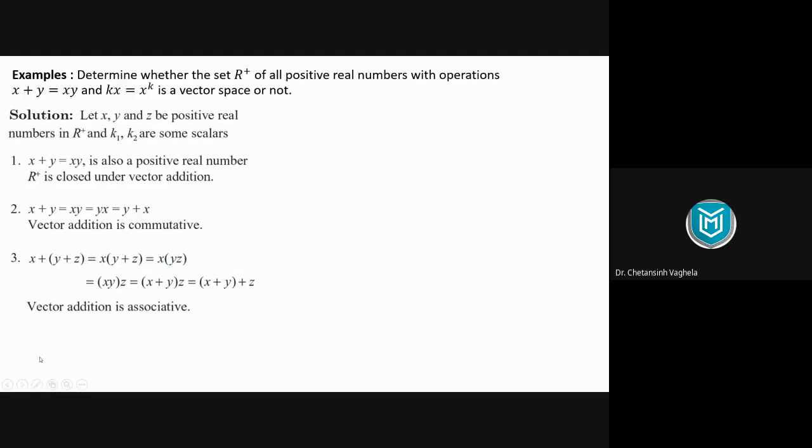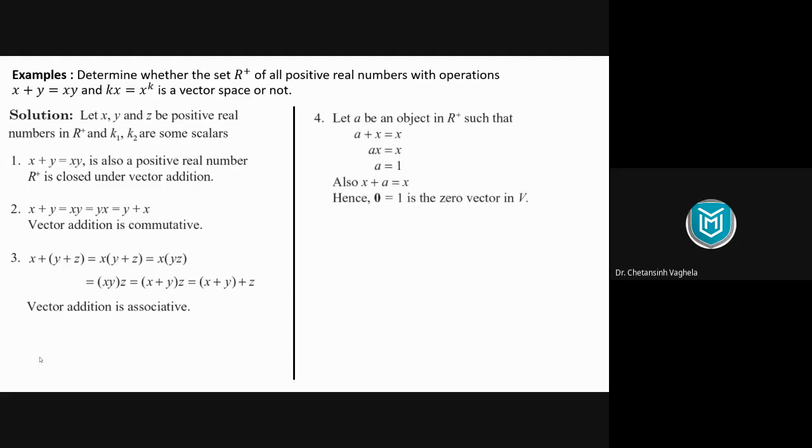Then the fourth part, the existence of zero element or zero object. Now whenever you want to find the zero element in your set, what you need to do, you assume that the zero element exists in our set. So let's say A is zero object. Let's assume that A is our zero object. Now if A is my zero object, then if I add my zero object to any other object x, my answer should be x again, right? Because this is the property of zero vector or zero object.